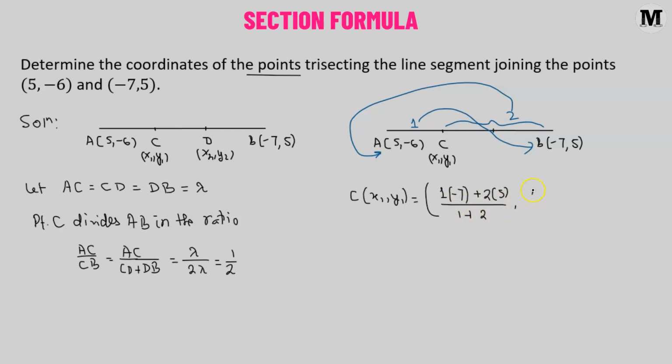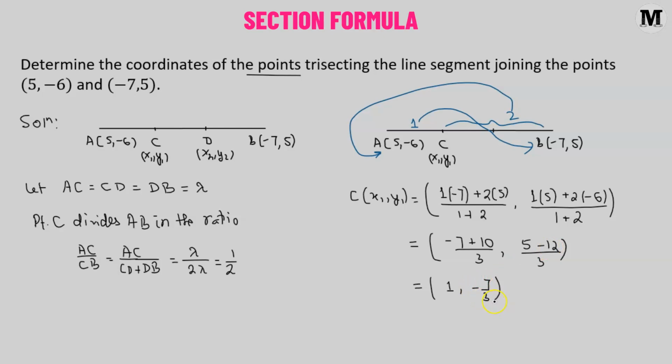Then for the y coordinate, we take 1 and multiply it with the y coordinate of B, that's 5, added to 2 times the y coordinate of A, that's -6, whole divided by the sum of the ratios, 1 plus 2. Let's find this value. We get (-7 plus 10) divided by 3, and (5 minus 12) divided by 3. Now -7 plus 10 is 3, and 3 divided by 3 is 1. Then 5 minus 12 is -7, so we have -7 over 3. So this is the coordinate of point C.